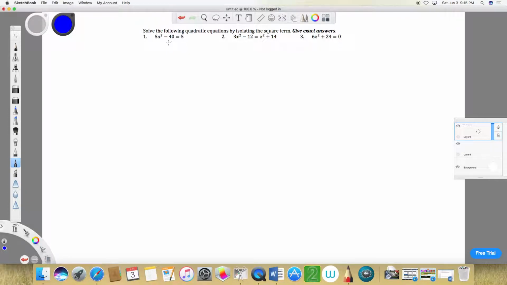Let's add 40 to both sides. So we have 5 times a squared is equal to 45. Let's divide both sides by 5. Let's take the square root of both sides.